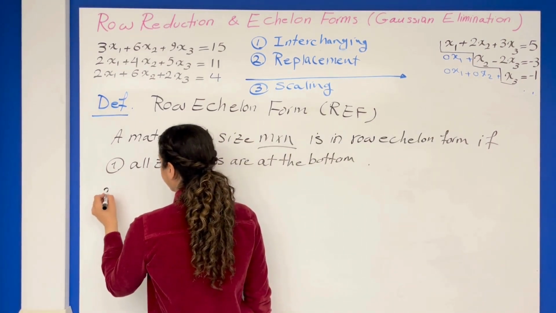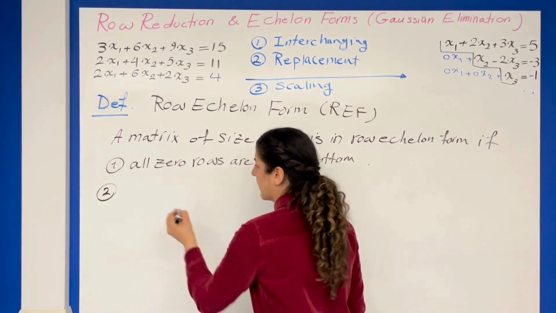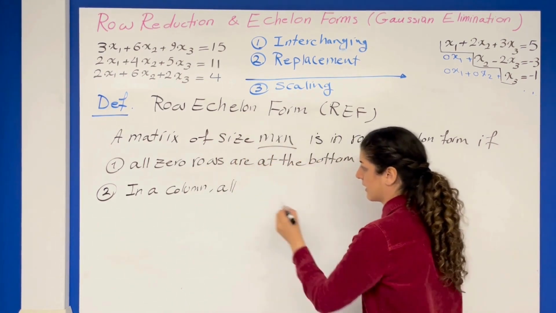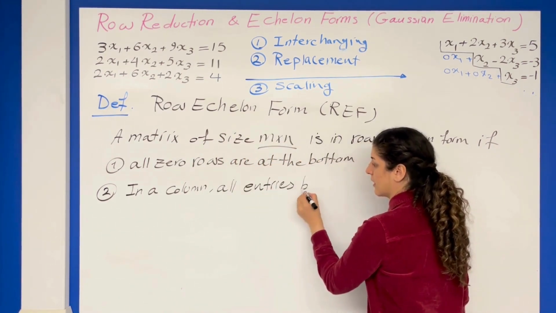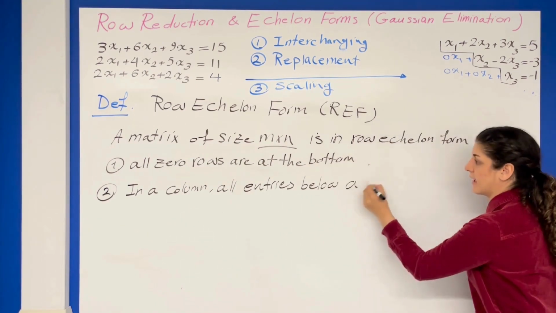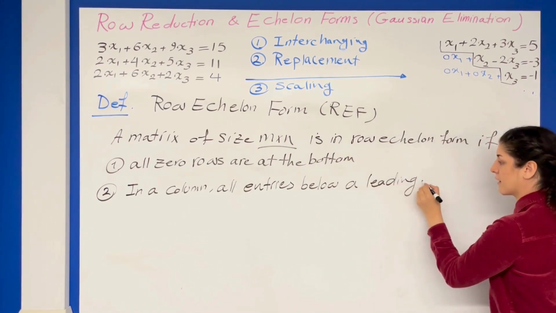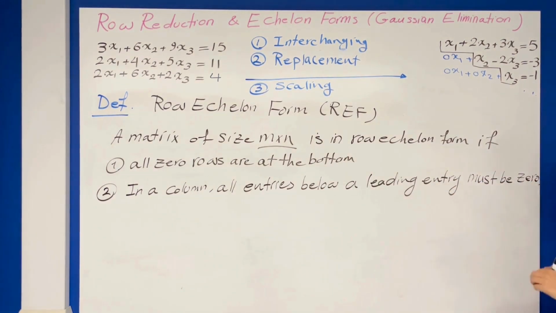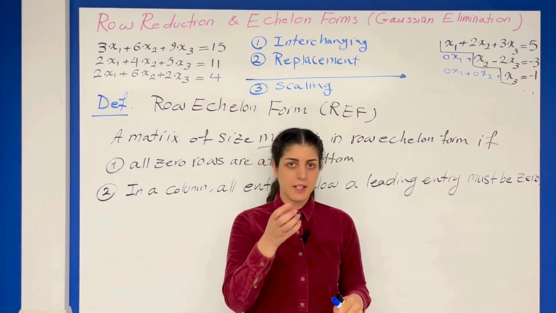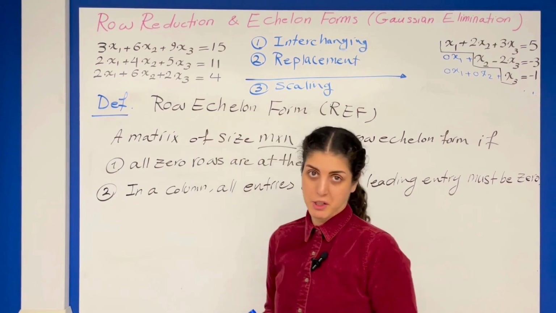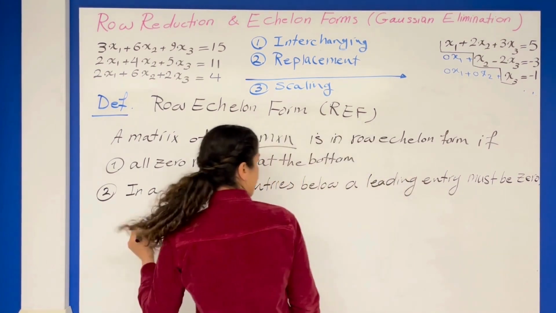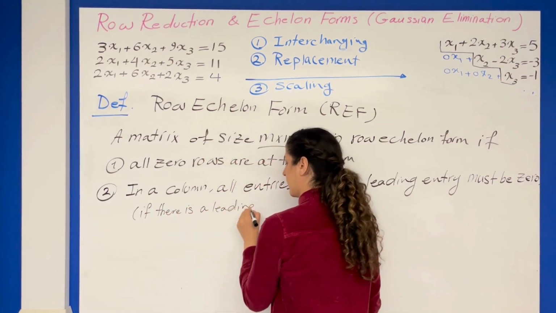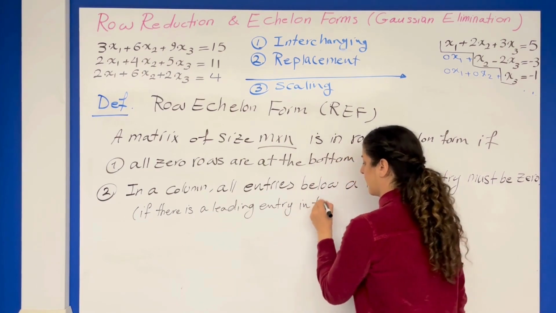Second, in a column, all entries below a leading entry must be 0. So if you have a column which includes a leading entry in that column, everything under the leading entry must be 0. Okay, so I'm just going to add if there is a leading entry in that column.